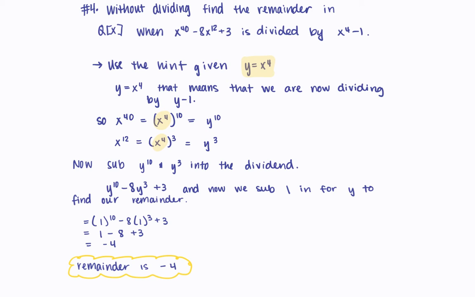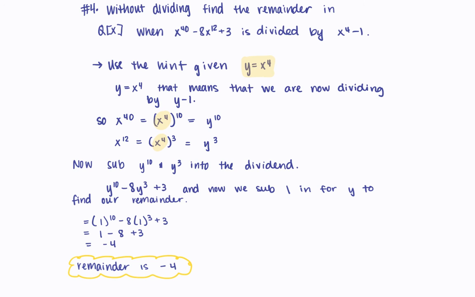So now we sub y^10 and y^3 into the dividend. So then y^10 - 8y^3 + 3. And now we sub 1 in for y to find our remainder. So that equals 1^10 - 8 times 1^3 + 3.